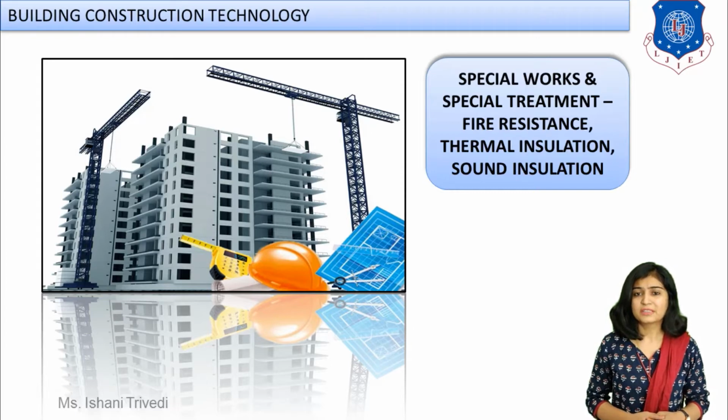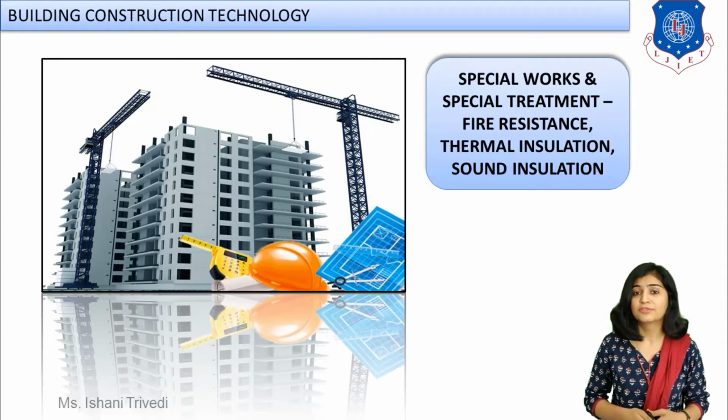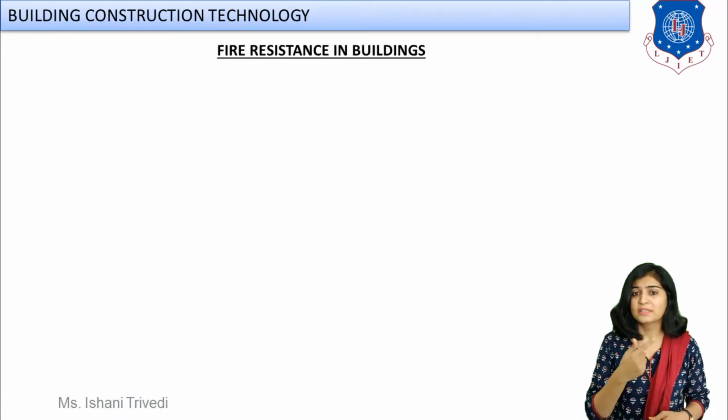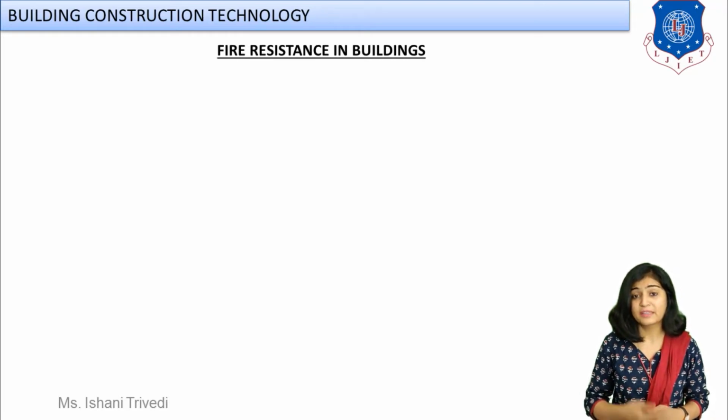Till now we were discussing the special works, okay? We talked about the temporary works, cofferdams, diaphragm walls, and the demolition of structures. Now we are going to study the special treatment which is generally applied to structures for different purposes. In that we are going to discuss first fire resistance in buildings, second thermal insulation in buildings, and third sound insulation in buildings. Now these are considered to be special treatment.